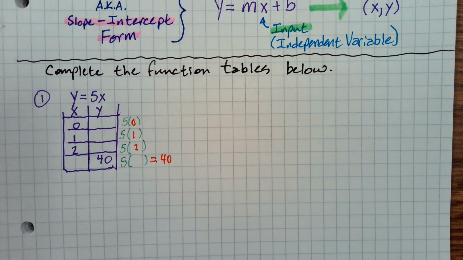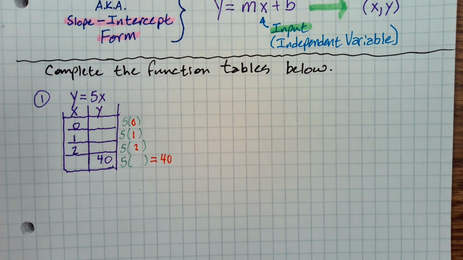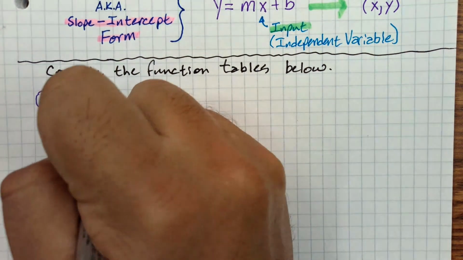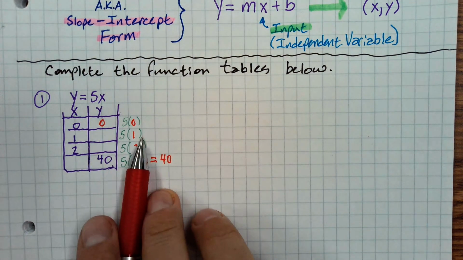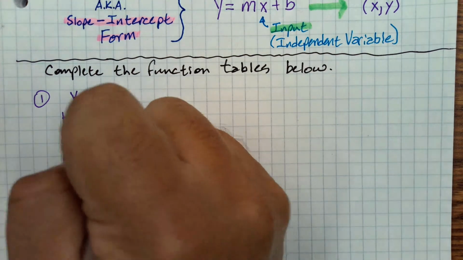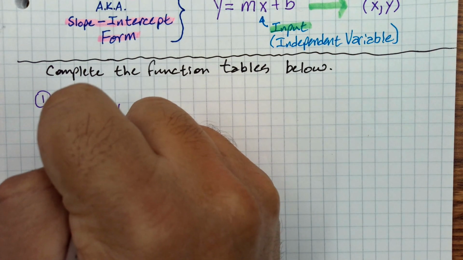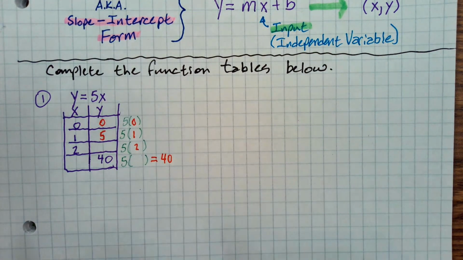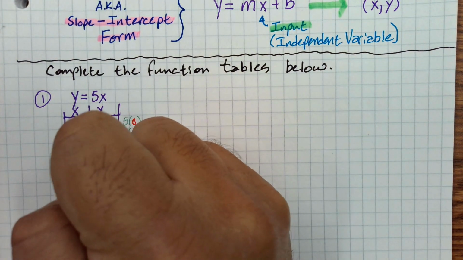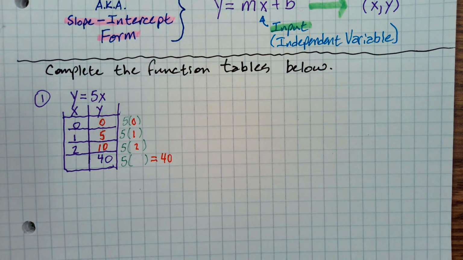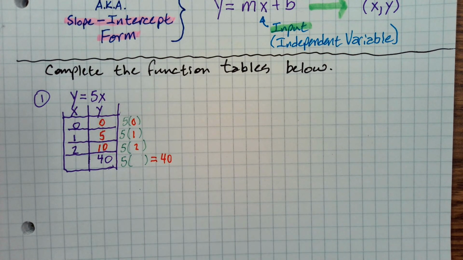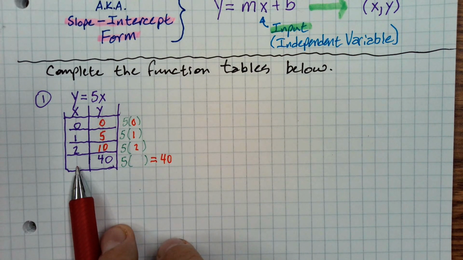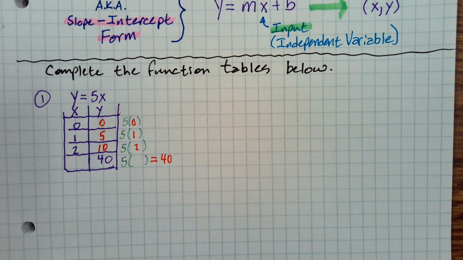Let's start with 5 times 0. How much is that? 0. So 0 goes here. So the first ordered pair is 0, 0. Then we would have 5 times 1. That would be 5. Then 5 times 2, you see the pattern? That would be 10. Now 5 times something equals 40. What does that something have to be to get an answer of 40?